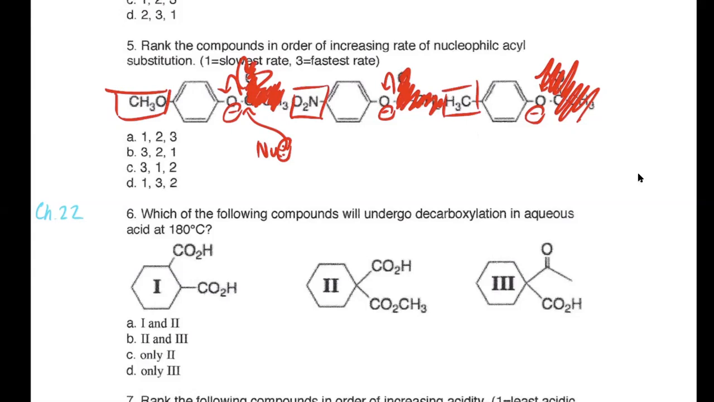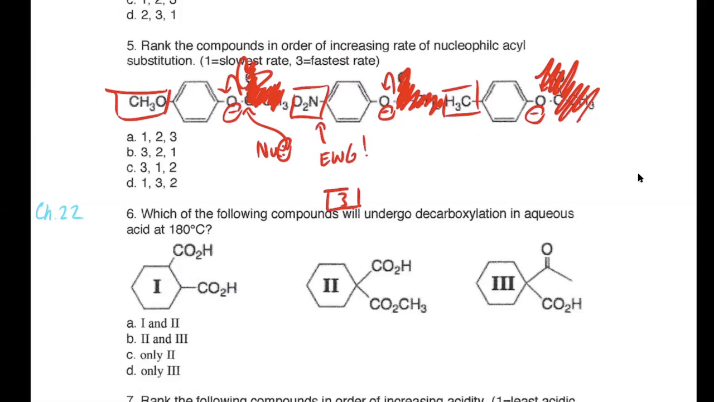So the middle one, right, that's the most electron withdrawing group, okay? A strong electron withdrawing group, and for that reason, you're stabilizing the leaving group, and thus the middle one is the one that I would put as 3.